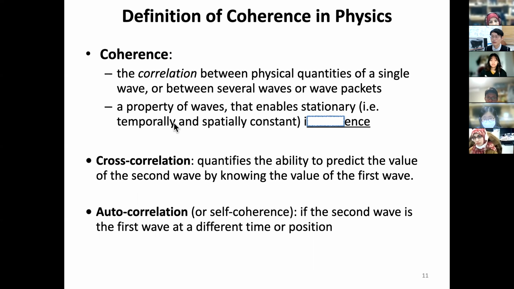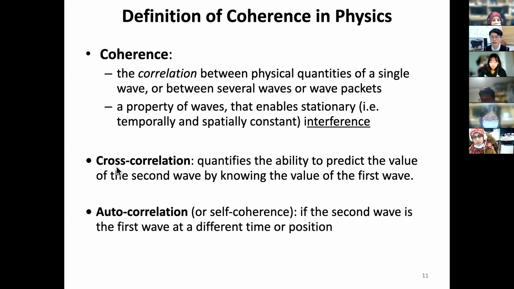Yes. Temporally or spatially constant. What does coherence provide us? A wave phenomena. Interference. Excellent, yes. Interference is something that is only possible when coherence makes it possible.